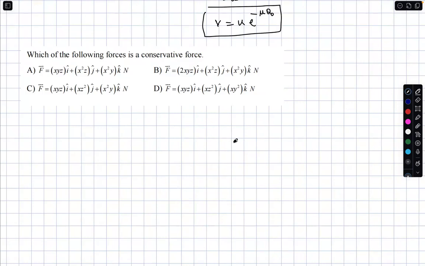Del bar is basically an operator in this form. It is dou by dou x of i cap plus dou by dou y of j cap plus dou by dou z of k cap.